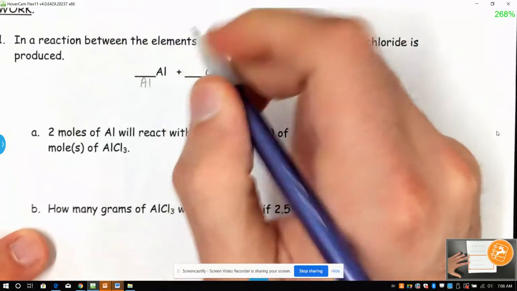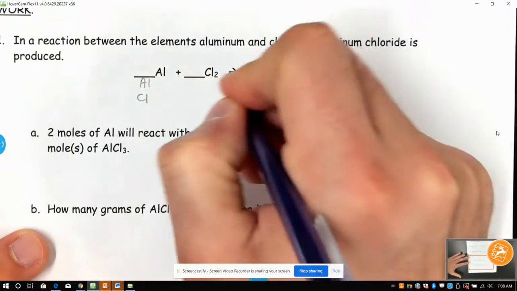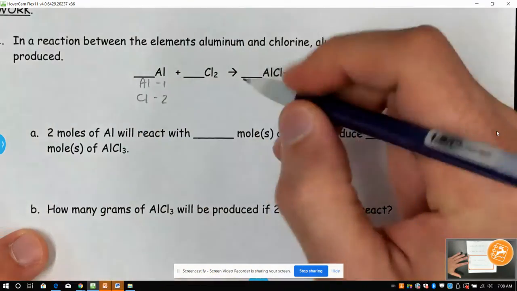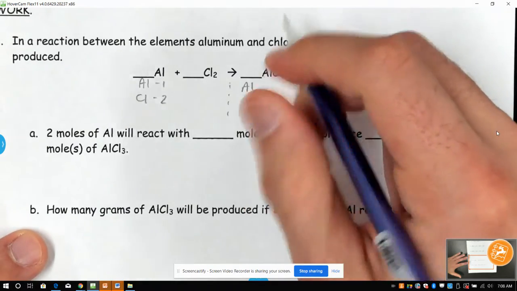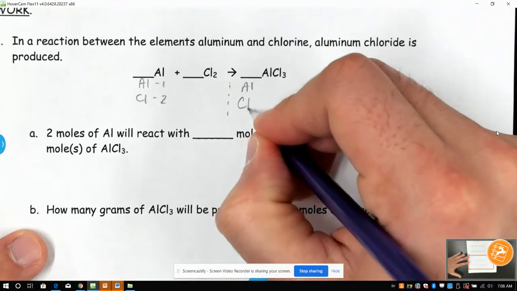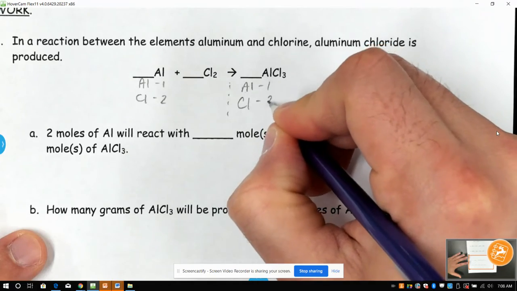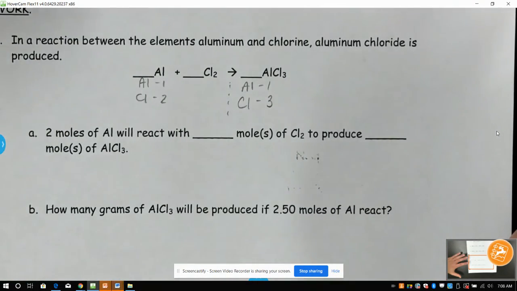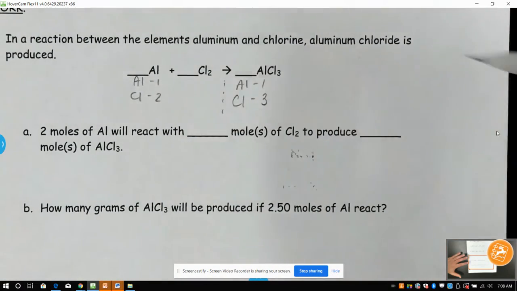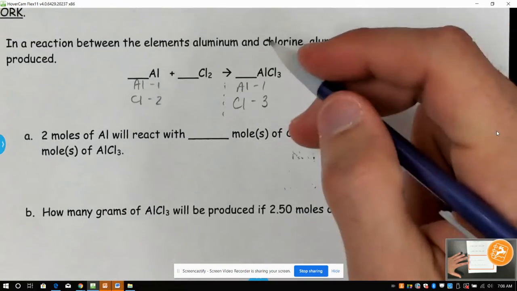Okay, we have Al. We have Cl. There are two of them. There is one of these guys. One Al over here, and 3 chlorine over here. Currently, aluminum is balanced. We need to make sure the chlorines, they can't do this right here.